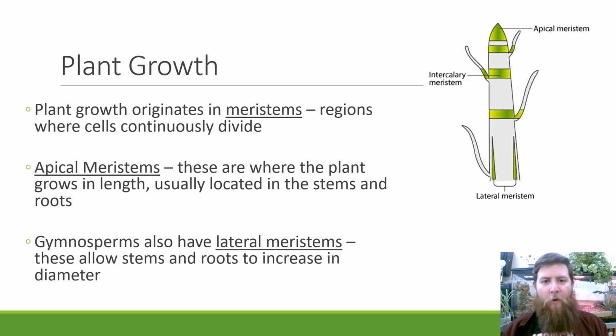When plants grow, they grow through areas called meristems. These are regions of undifferentiated cells that are constantly dividing that help the plant to grow. Apical meristems are making the plant grow taller or deeper, longer in length, usually in the stems and roots. And lateral meristems are ones that go wider, and they allow you to get wider roots and wider trunks for more stability and support.